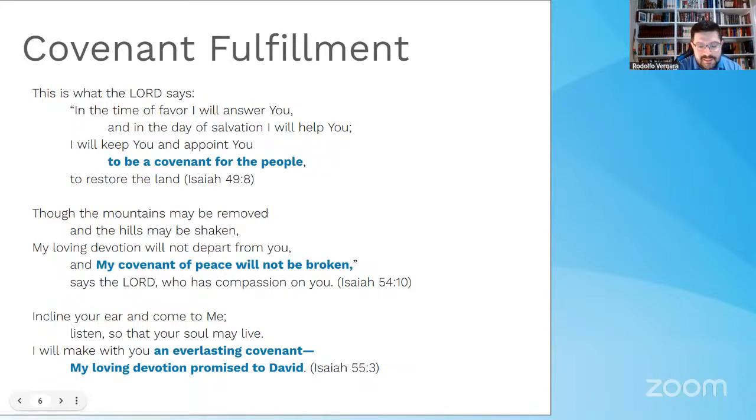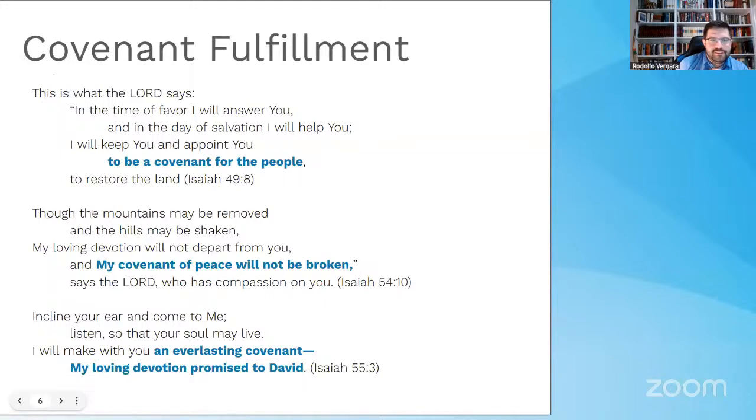And this is in Isaiah 55, verse 3, which is the idea of the Davidic covenant. "Incline your ear and come to me, listen, so that your soul might live. I will make with you an everlasting covenant, my loving devotion promised to David." That is making the allusion to the Davidic covenant, which we're going to cover. That is so embedded in most of the chapters in the book of Isaiah.